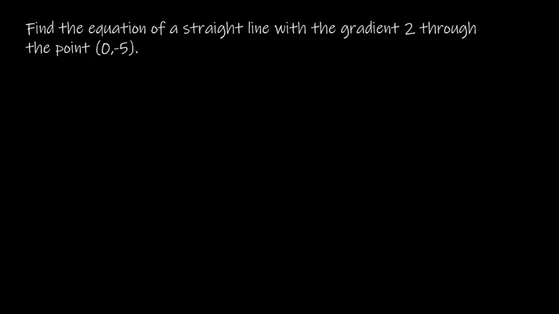Alright, so let's go ahead and look at an example. We have to find the equation of a straight line with gradient 2 through the point (0, -5). Right, so I'll be using the two methods in this case. So let me write down my solution. I've been told that my gradient m is 2 and my point is (0, -5).